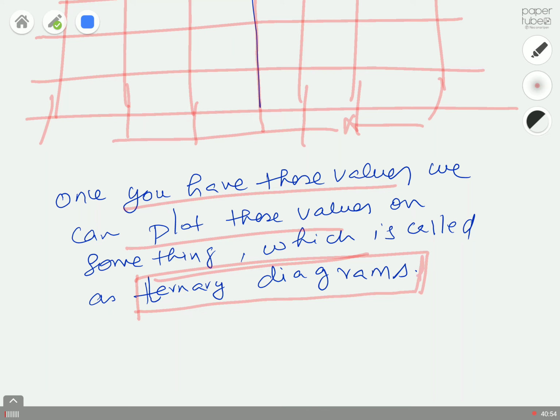A few things I want to mention to you. I don't know where I kept the notes. Okay, before that I want to say something else.